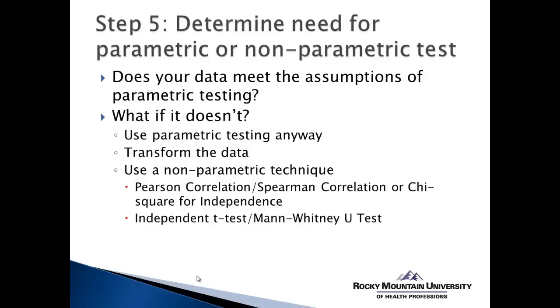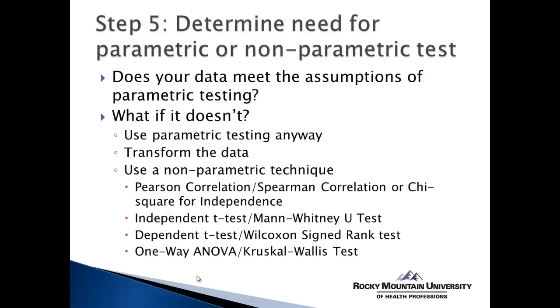For the independent t-test, the alternative would be the Mann-Whitney U-test. For a dependent or paired samples t-test, the non-parametric alternative is the Wilcoxon signed rank test. For the one-way ANOVA, the non-parametric alternative is the Kruskal-Wallis test, to give some examples.